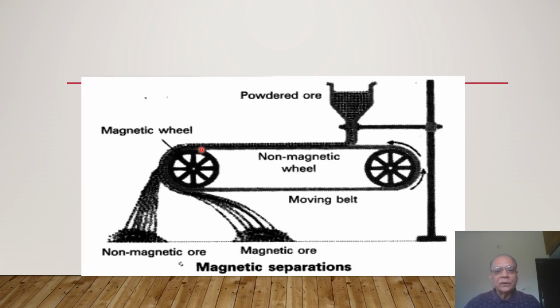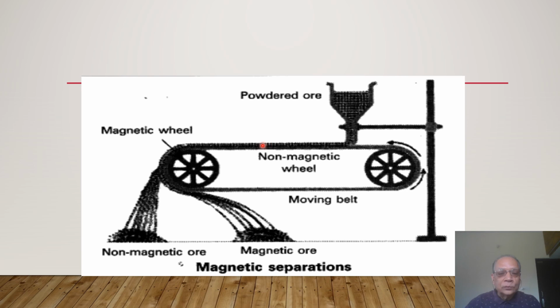Now, this is magnetic separation. The powdered ore is kept in this funnel. There are two drums, wheel drums, as you can see here, and there is a belt which connects and runs over the two wheels. This is non-magnetic, whereas the one in the front is magnetic. The powdered ore is allowed to drop from this funnel onto the moving belt.